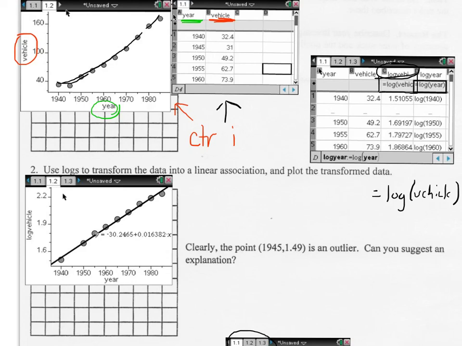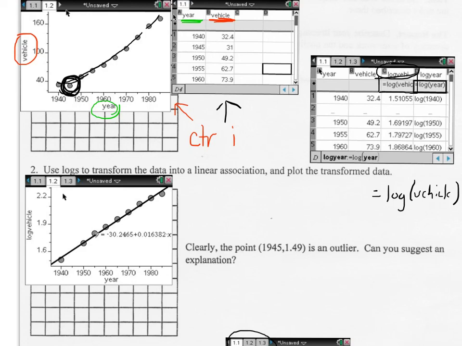You're going to notice that there's an empty space right here where 1945 was. And that's where we come to the point 1945, comma 1.49, which is clearly an outlier. Can you suggest an explanation? If we go back to this plot, that point right there is the only one that dips below our initial point at 1940.